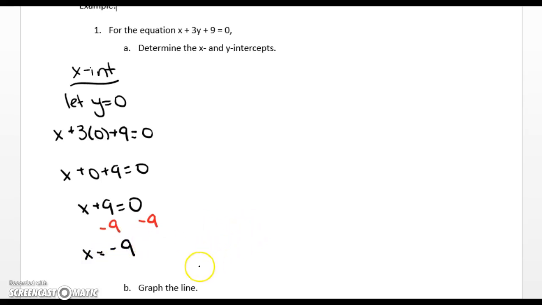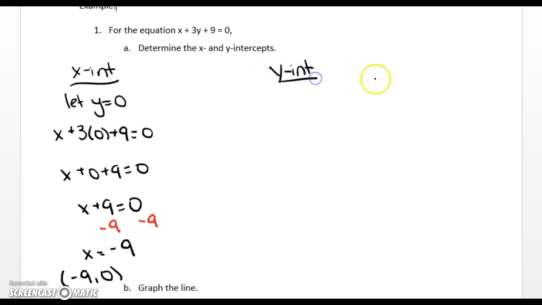From this, we could create a coordinate if we would like to. Here our x-coordinate was -9, and that y-coordinate we let be 0. So we would have the coordinate -9, 0. If you left it as x is equal to -9, this would be fine. But I'm going to put this into a coordinate, which will help us out for part B.